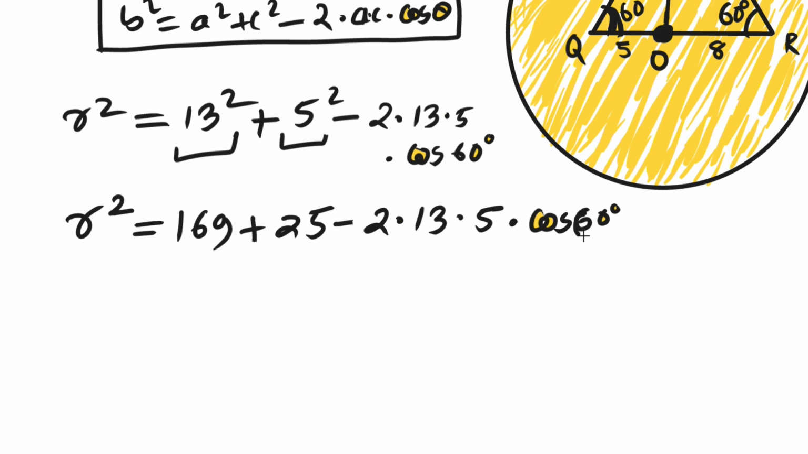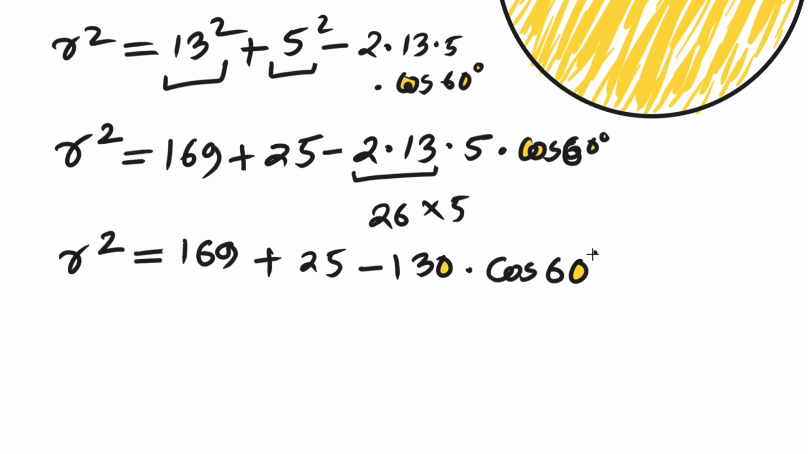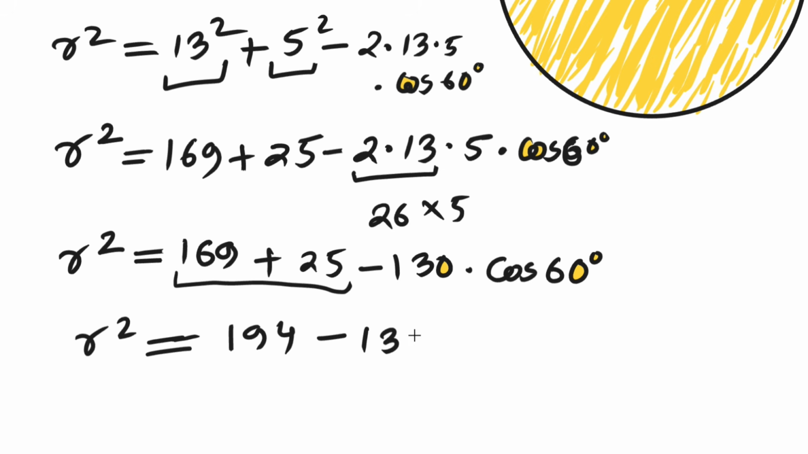Next, 2 multiplied by 13 gives 26, and 26 multiplied by 5 gives 130. So the expression becomes r squared equals 169 plus 25 minus 130, multiplied by cosine 60 degrees. Now, 169 plus 25 gives 194. Therefore, r squared equals 194 minus 130 multiplied by cosine 60 degrees.